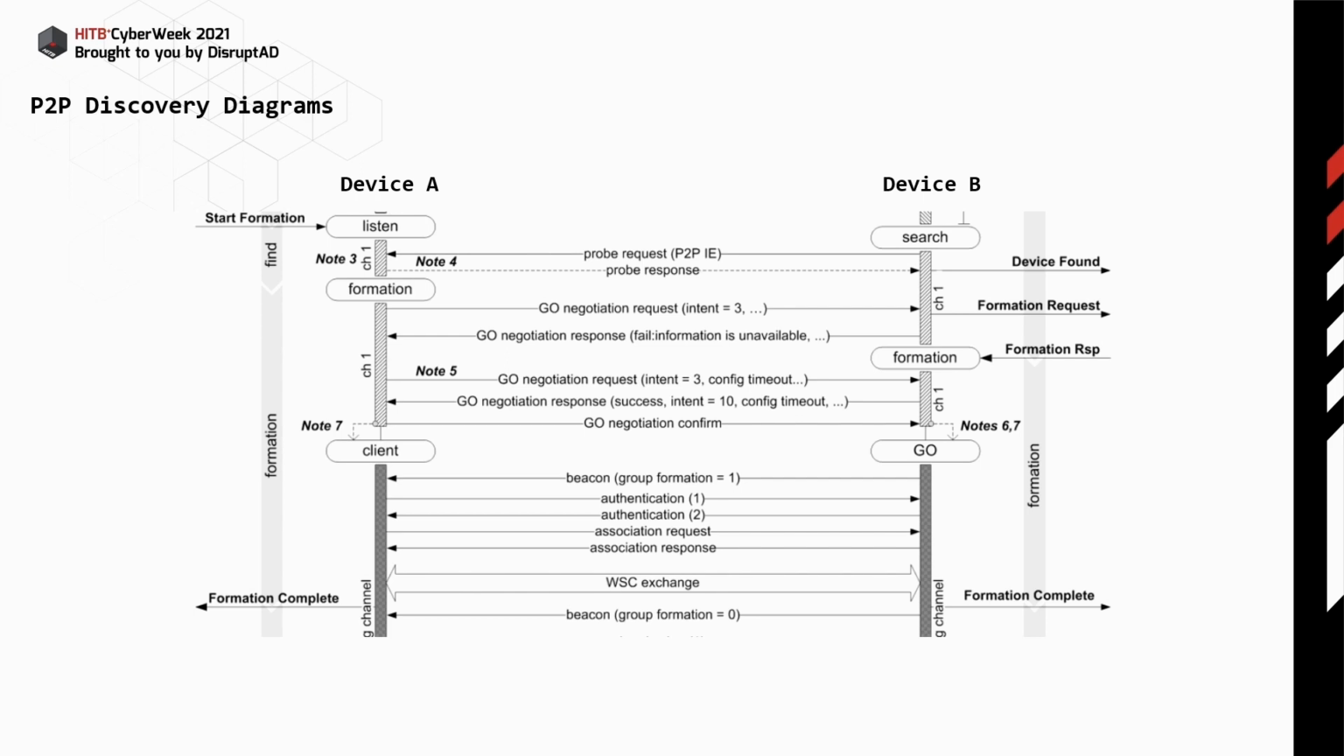First, device B sends a probe request to device A. Unlike the normal probe request, this request will carry a P2P IE, which is used to transmit some P2P-related information. Then device A will respond with a probe response packet. This step is called the device discovery step.